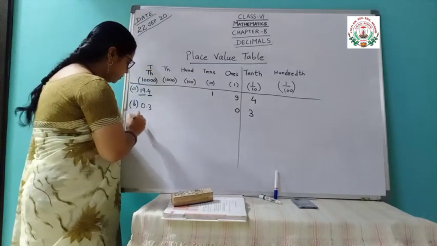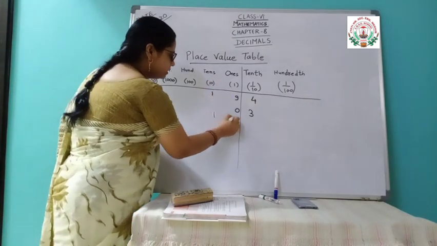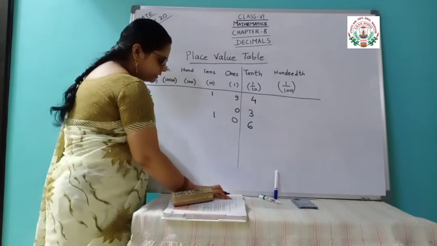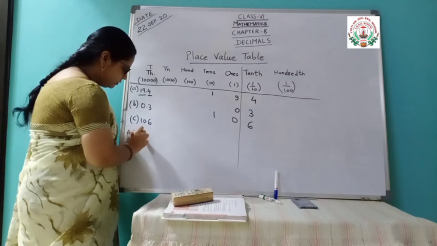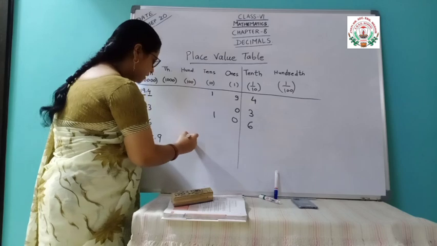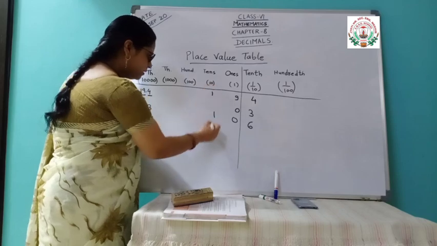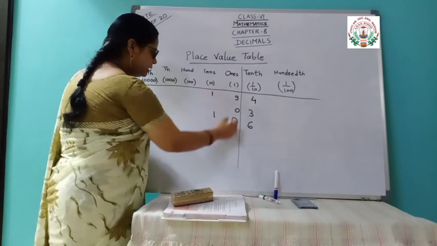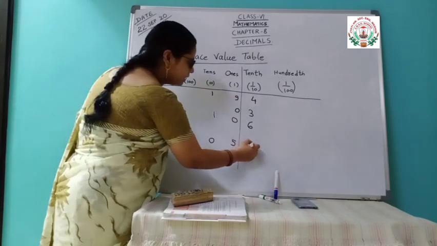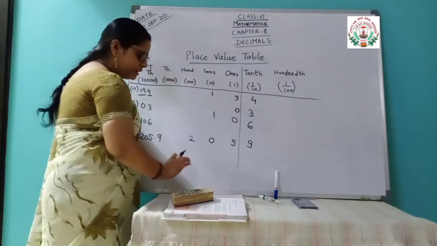Then the next number is 10.6. So 10 is 1 and 0. This becomes 10, and 0.6 means the first digit after the decimal. Then the next number is D, 205.9. So 205: below 100 it is 2, below 10 it is 0, and below 1 it is 5. And point means this division, and 9 is the first digit after the division. So this is the number for the place value table.